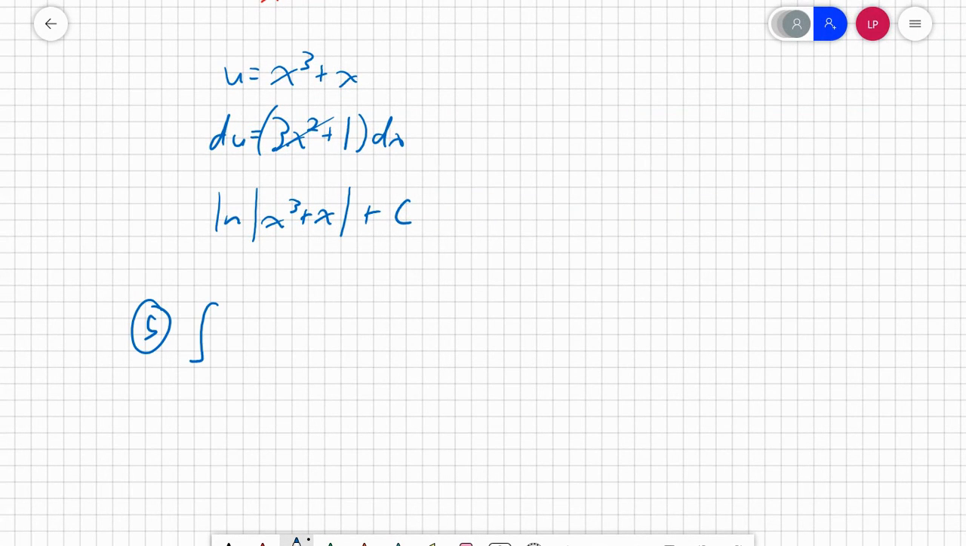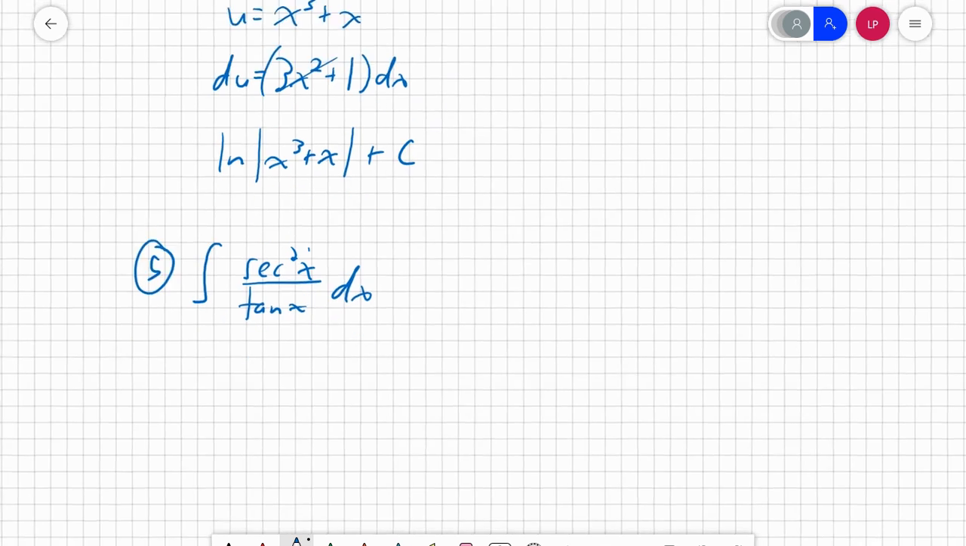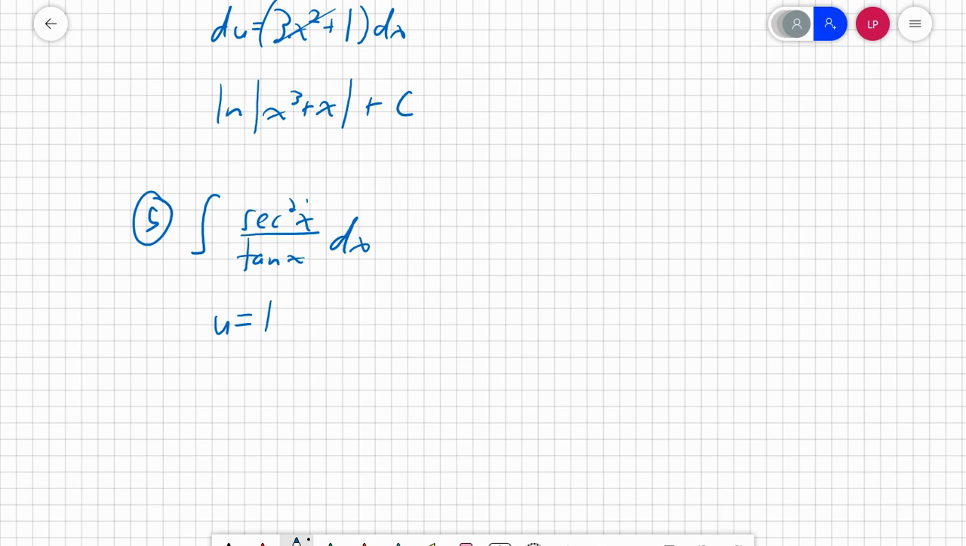Number 5 was the integral of the secant squared of x over the tangent of x dx. And the derivative of tangent is secant squared. So if I let du be equal to the secant squared of x dx, that's going to also cancel the numerator out and give me 1 over u, and the integral of that is the natural log. So this is the natural log of the tangent of x plus c.